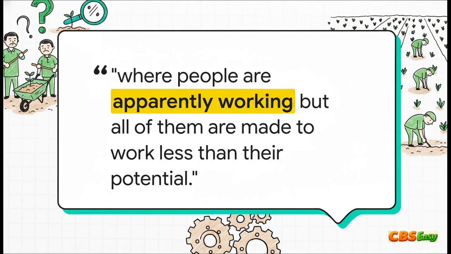Underemployment, which is also called disguised unemployment, is when it looks like people are working, but they aren't actually working to their full potential. It's a huge hidden problem, especially in agriculture.